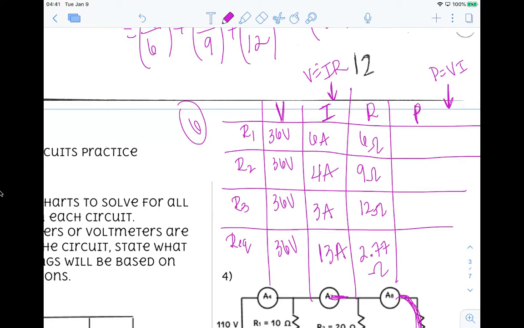Solving for our power, we end up with 216 watts for R1. For R2, you should have ended up with 144 watts. 36 times 3 for R3 gives us 108 watts. And 36 times 13 gives us 468 watts total.